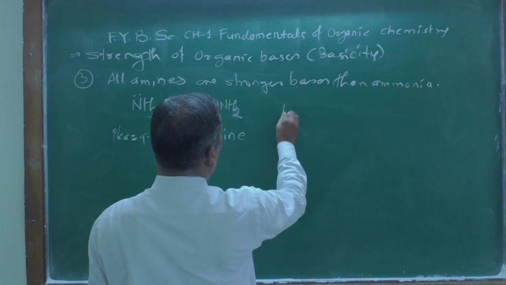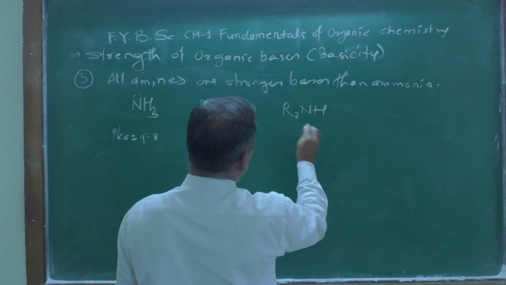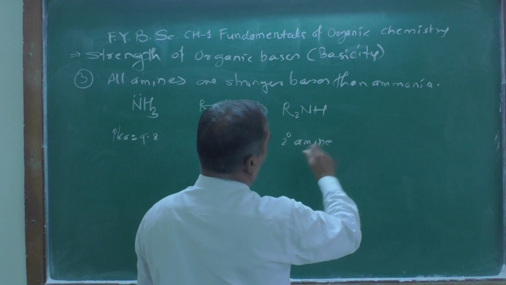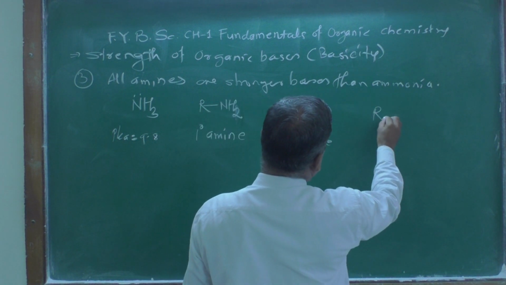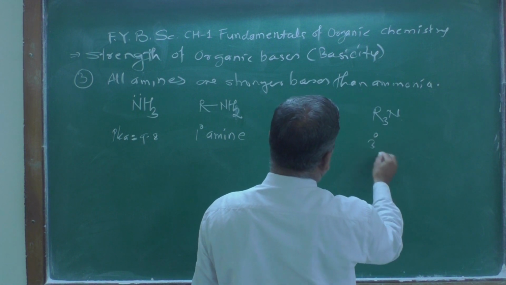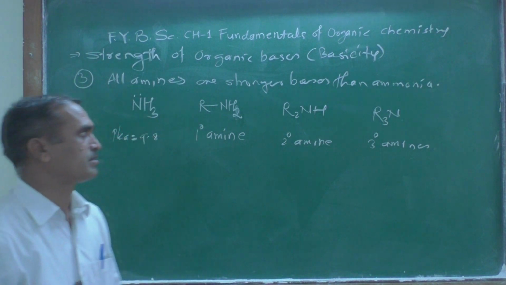Now let us see R2NH. This is a secondary amine, and now the third one, as we know, R3N, this is a tertiary amine. So these are the amines.